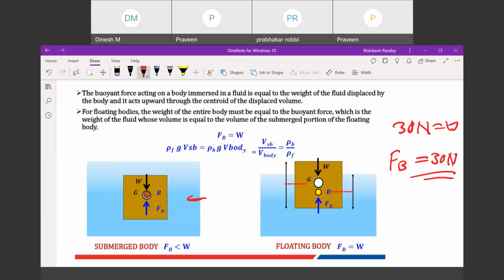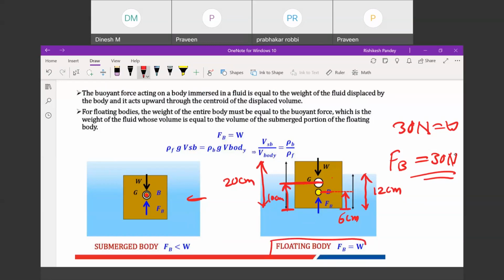Like if the complete height is given as 20 centimeter, and the submerged height is, let's say, 12 centimeter. Then B will be what? From the bottom, it will be 6 centimeter. And G will be half of the total height, so from the bottom, it will be 10 centimeter. This is how you can calculate the location of G and B.